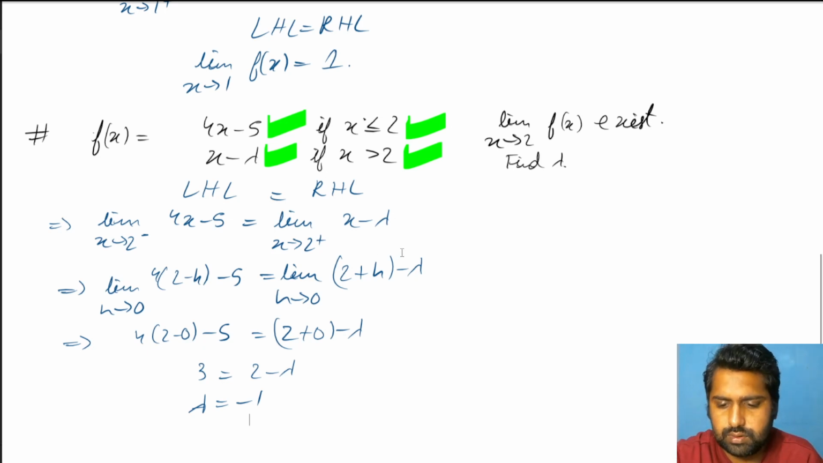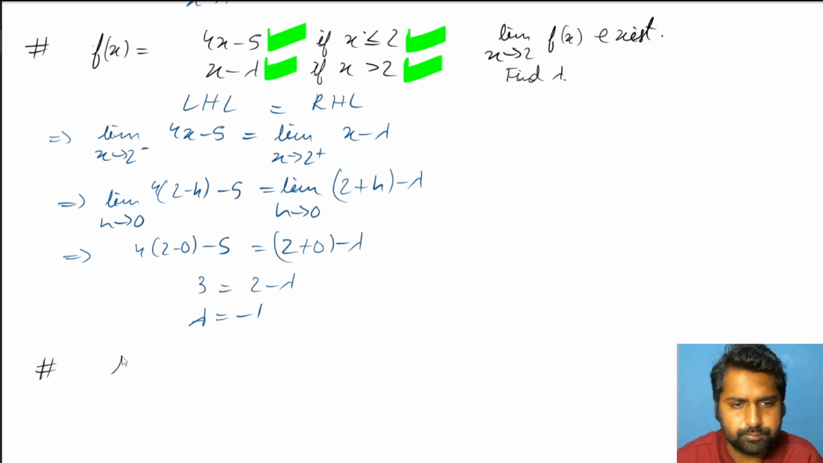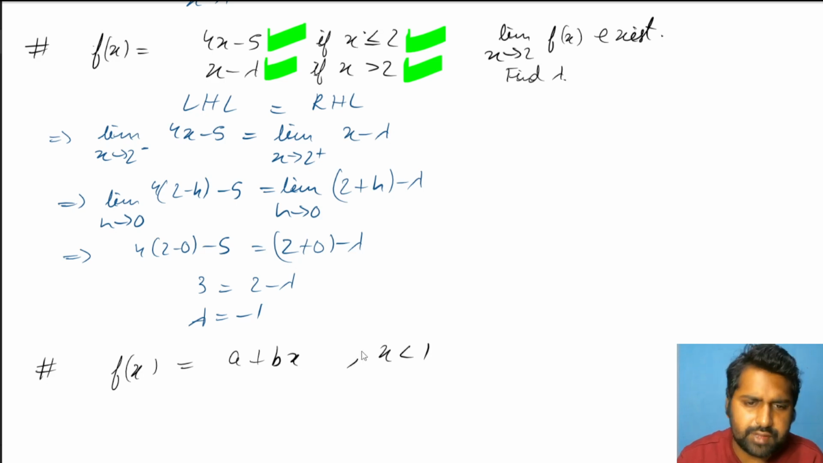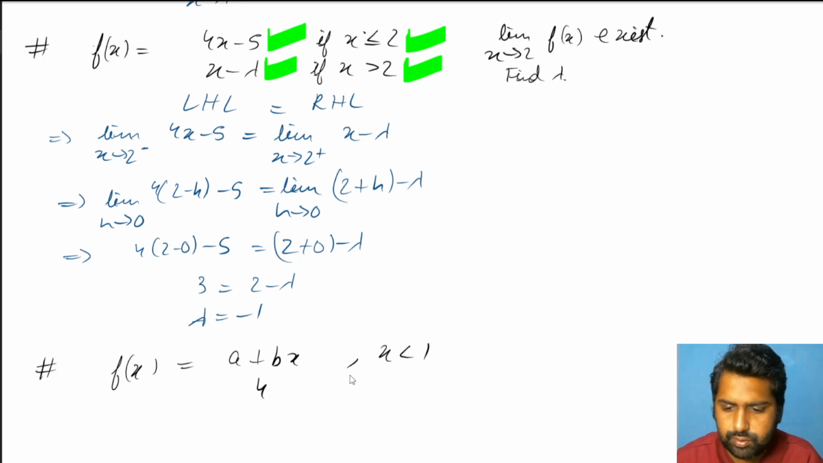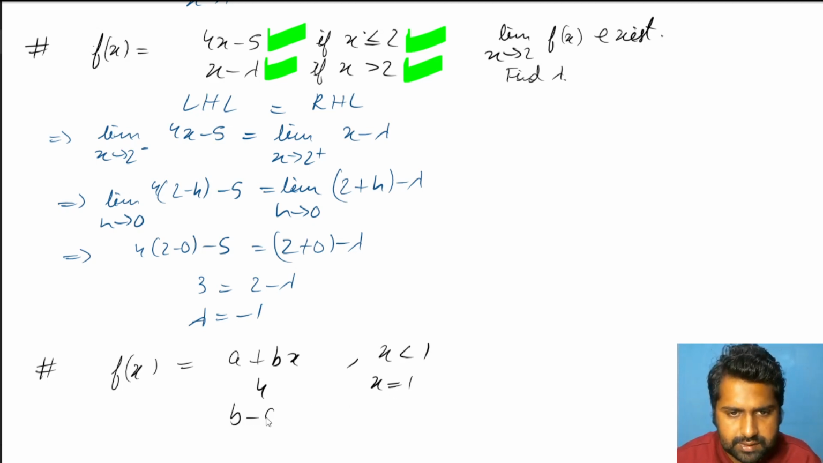All right, one more question of this type, so you get comfortable now. f(x), this time I'll make it slightly more complicated: a plus bx, x less than 1. Whether they write comma, semicolon, or if, you have to understand the meaning. For x less than 1, this is the function that you have to consider. It is 4 for x equal to 1, and b minus ax for x greater than 1.